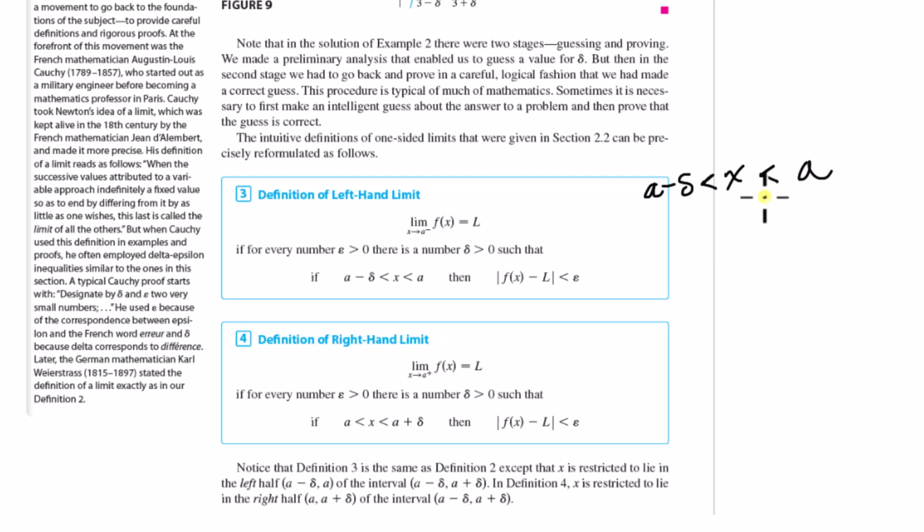X is not equal to a, and then it's all x values below a, delta below a, and we just keep it as an open interval. So we don't put equals, we don't do this. Okay, so there's the delta inequality.